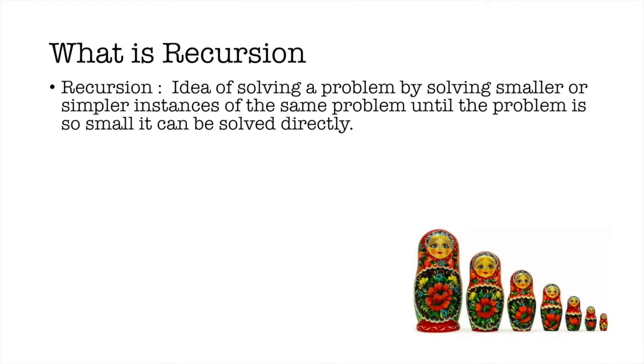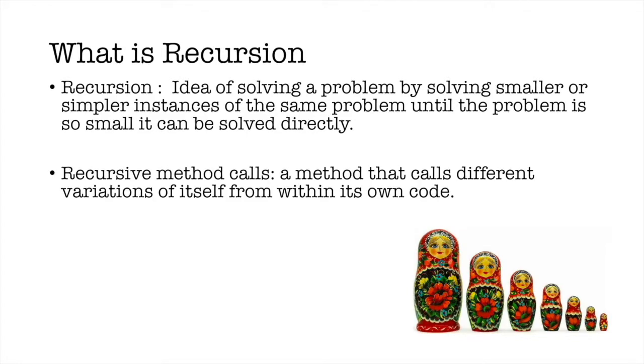So what exactly is recursion? Recursion is the technique of solving a problem by solving a smaller or simpler instance of the same problem until the problem is so small it can be solved directly. A recursive method, therefore, refers to the process of a method calling different, simpler variations of itself.